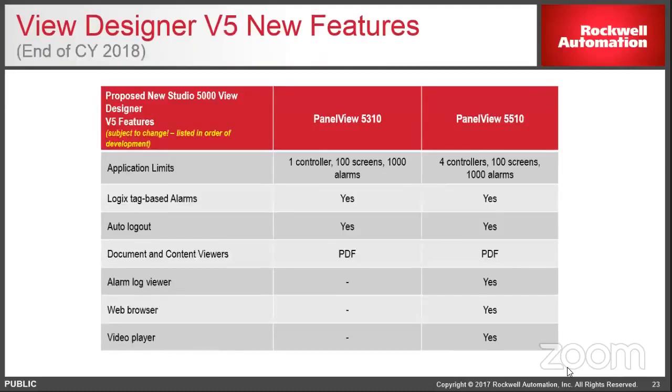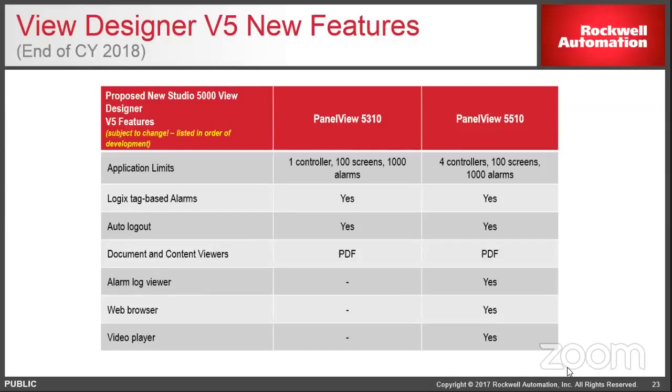And moving forward, we have to put the subject to change. The software development process is sometimes, like I said, a living thing. It's an iterative process sometimes. But this is what we have in scope for V5 here at the end of the year. The big one here is we're adding additional screens to the 5310. We're adding additional controller support to the 5510.